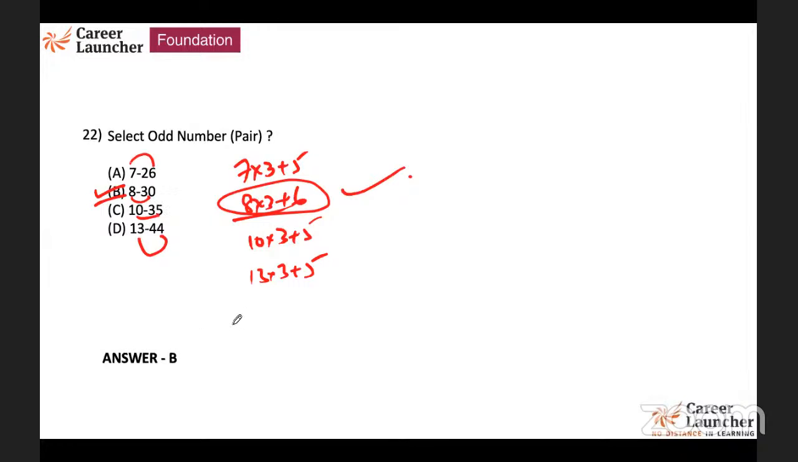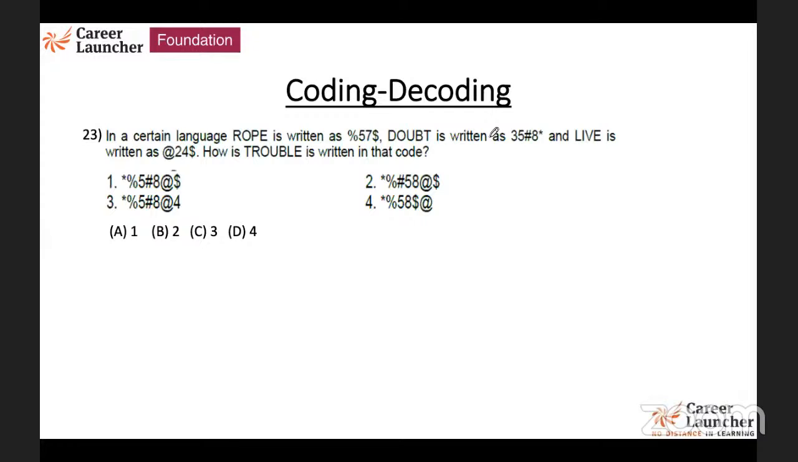Answer is B for this. Okay, now we get into coding decoding. More questions on coding decoding. Again, let me give you a poll for this. This is an easy question actually. This is a very easy question.